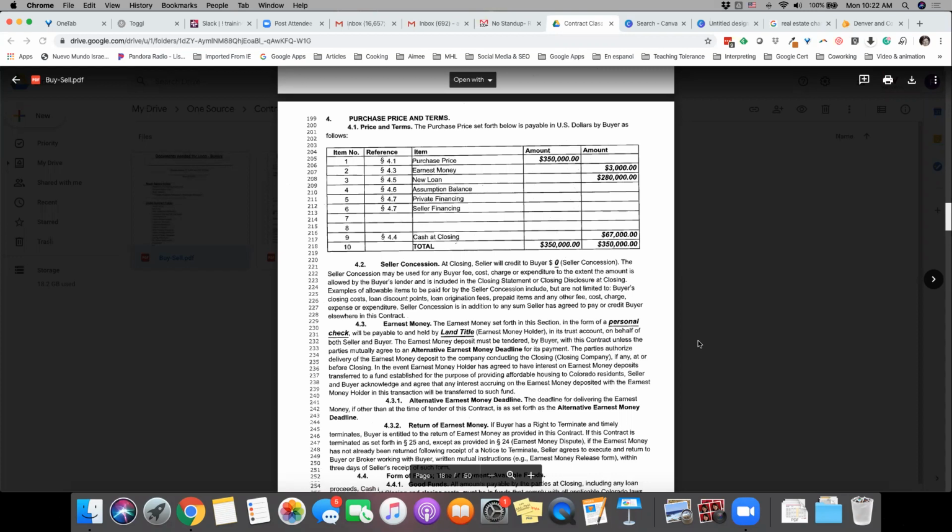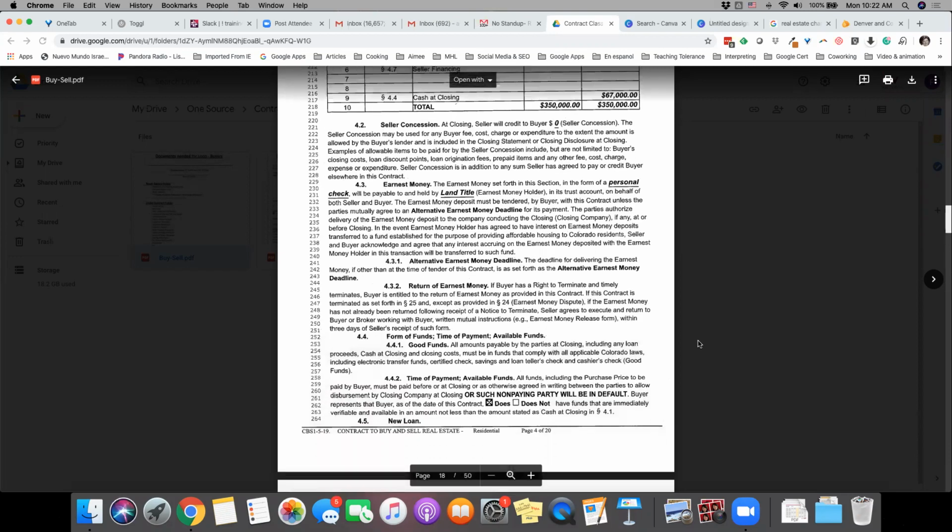4.3 is where the earnest money goes. What are you doing? You could be putting in a personal check. You might be wiring it to Land Title. You've got different dates and deadlines. It's telling you in this paragraph what happens. You have to get good funds at closing. We'll talk about the alternative earnest money deadline next week.